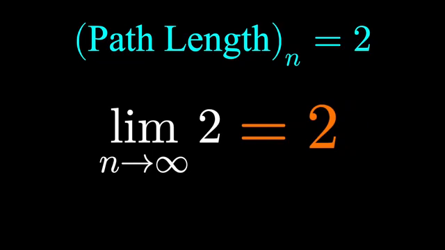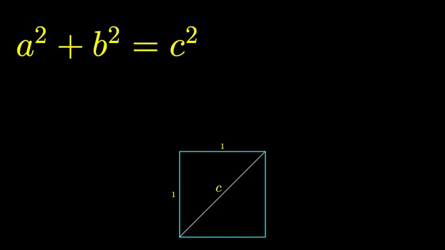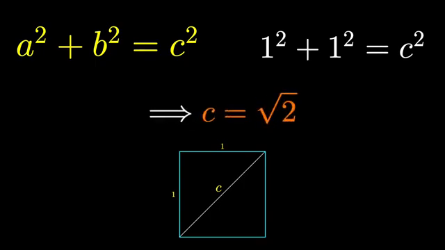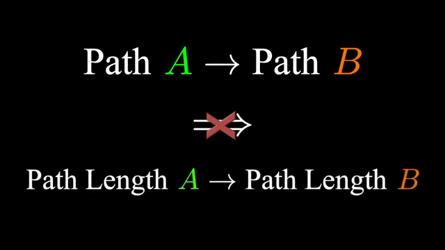But we know the true length of this diagonal by the Pythagorean theorem. Just say 1 squared plus 1 squared equals the diagonal's length squared. The diagonal's length is square root of 2, which is different from the path length of our staircase. One path approaching another does not mean that the path lengths are equal. And this logic exposes the fallacy that pi equals 4.